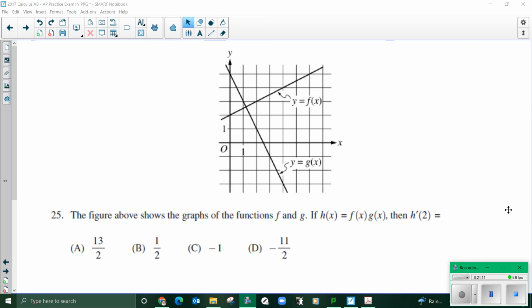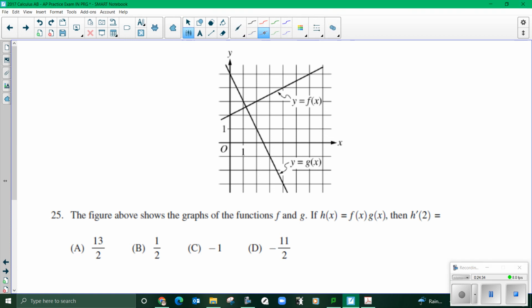All right, let's come back down to earth and do a problem that's somewhat simpler. Okay, number 25. The figure above shows the graphs of the functions f and g. If h of x is f of x times g of x, what is h prime of 2? The first thing I'm going to do is figure out the derivative, and then I will plug the 2 in for x. So I don't have equations. I just have f of x times g of x.